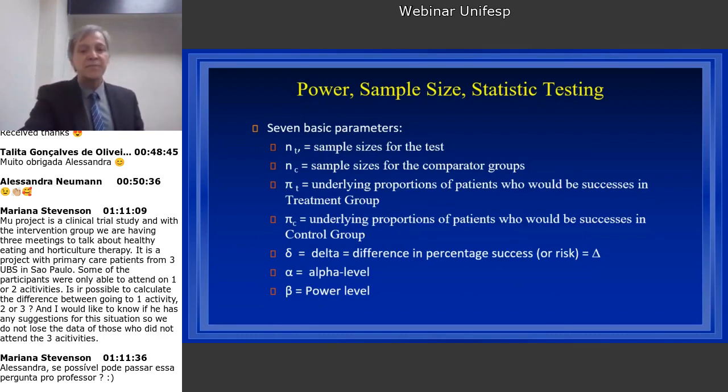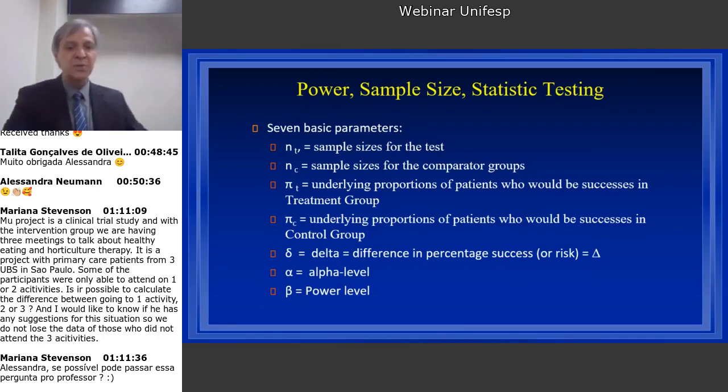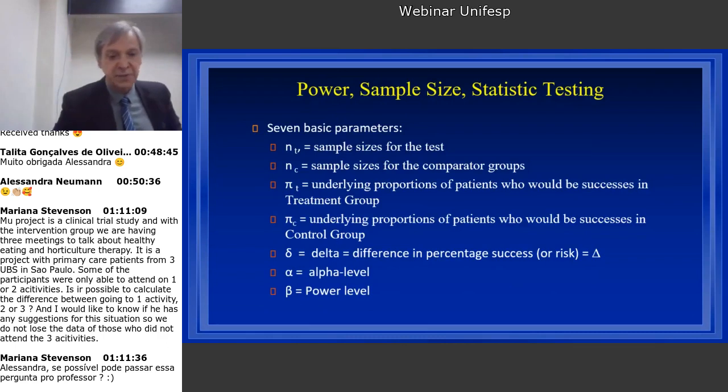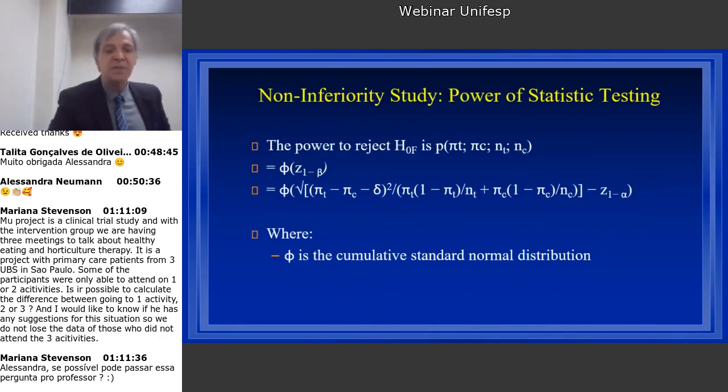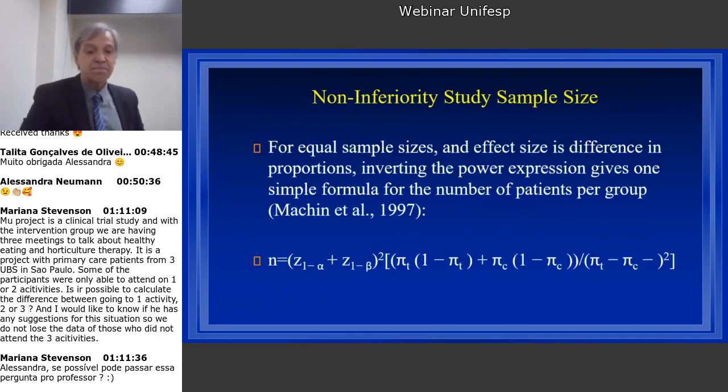I'll maybe bring a clearer message later on, next hour, because we are already running out of time. I'll work on that for the next 15 minutes. So let's work on this example here. So the power to reject the null hypothesis, okay? This little symbol here is the cumulative standard normal distribution. So that's your power statistic. And this is how you calculate your sample size based on that, okay?